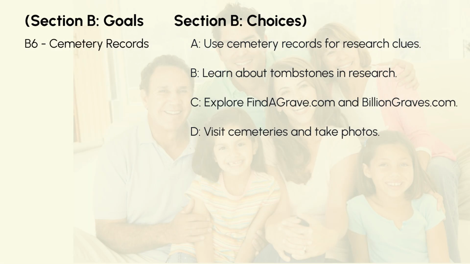And in Goal B6, Choice A gets you acquainted with cemetery records and the research clues they can provide. Choice B provides tips on finding tombstones and reading their inscriptions. Choice C explains how to use the extensive online resources on Find a Grave and Billion Graves. And Choice D provides strategies for cemetery trips and taking good photos at cemeteries.